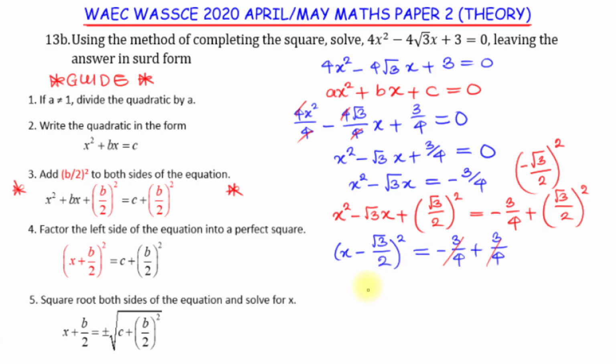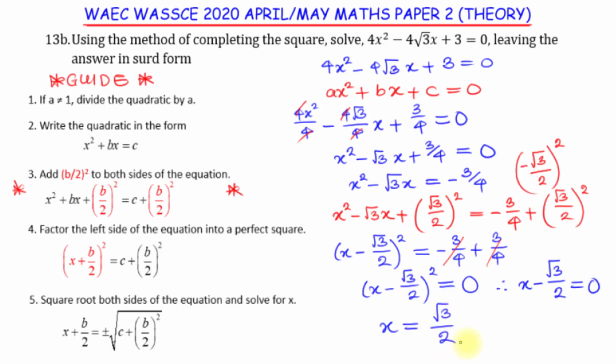And now, as easy as it gets, what we just have is x minus root 3 over 2 raised to power 2 is equal to 0. Therefore, if we were to find the square root of both sides, you can say x minus root 3 over 2 is equal to 0. So this will give us x to be, when minus root 3 over 2 moves to the right hand side, it becomes root 3 over 2. And notice that this will now be occurring twice.